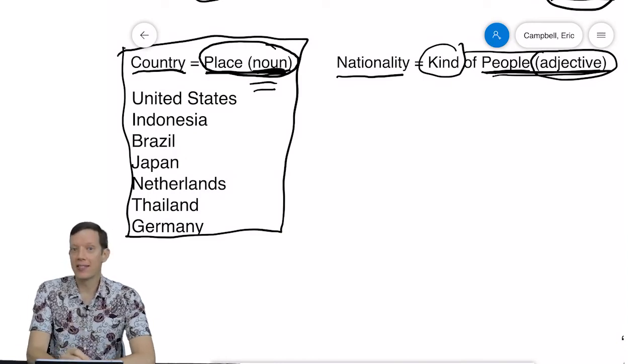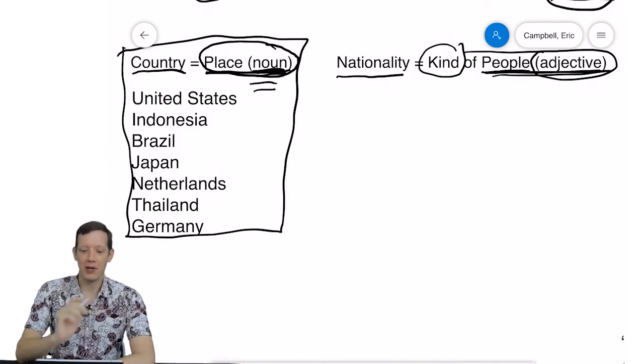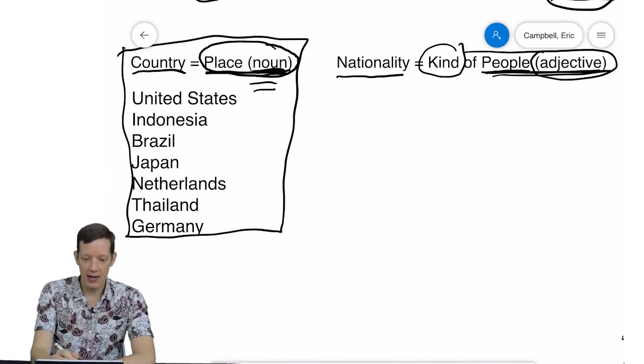People from the United States, what are they called? You're right. I'm from the United States and I am an American. So, American.